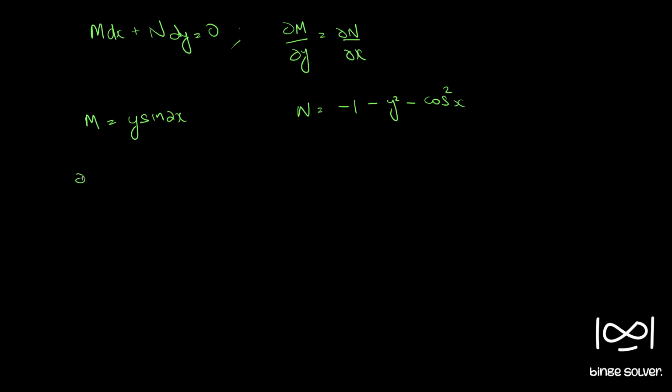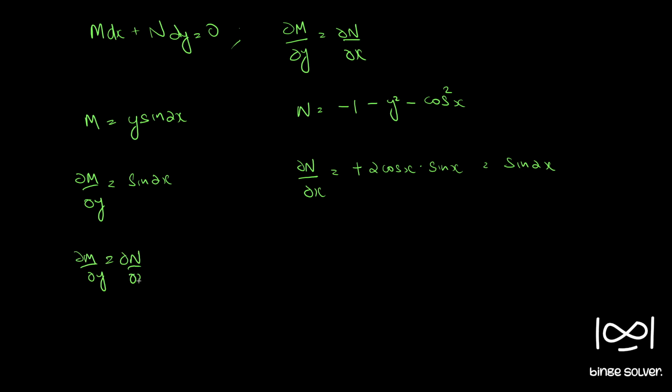Okay. So ∂M/∂y is sin 2x. x is a constant, we take x as a constant, so sin 2x is a constant. Partially differentiating M with respect to y, we get sin 2x. Similarly, ∂N/∂x: this part is a constant, so the differential of minus cos²x is minus 2 cos x into the differential of cos x, which is minus sin x. So plus, which is sin 2x. So as you can see, ∂M/∂y equal to ∂N/∂x implies the differential equation is exact.